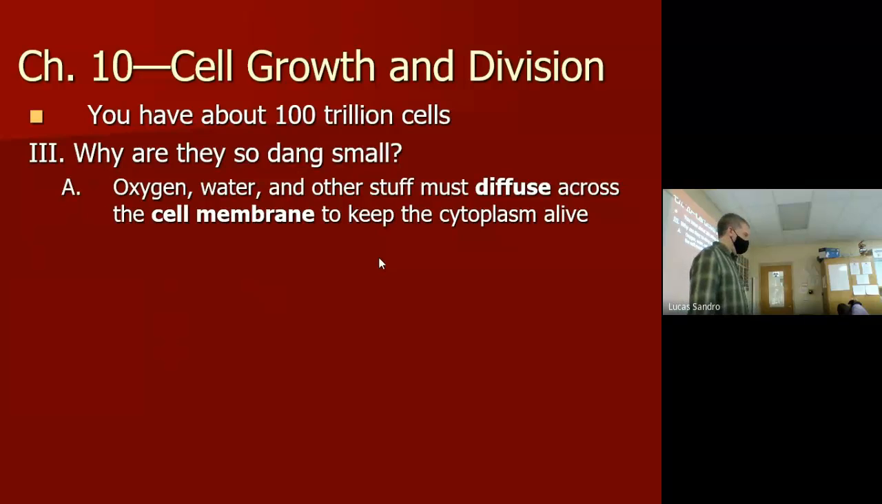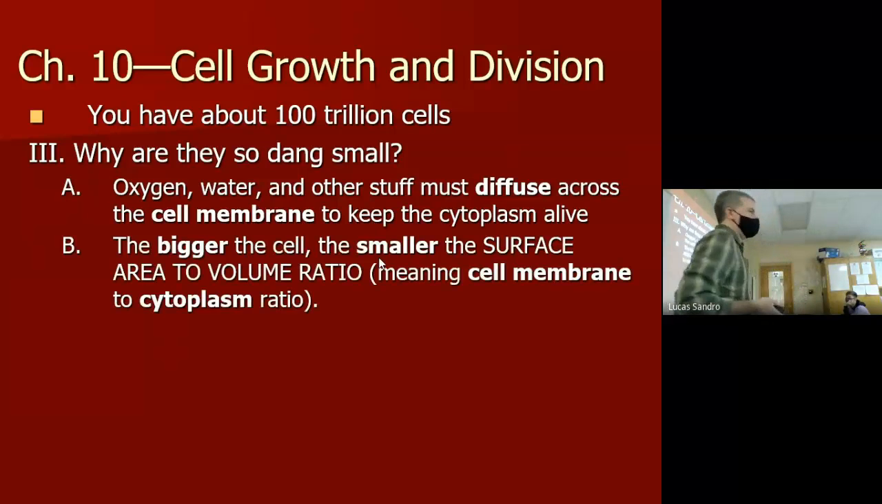And it turns out that the cell membrane is key to letting that happen, right? Because the cell membrane is permeable. Stuff can diffuse across it. So ideally what we want is as much surface area, as much cell membrane in relation to how much cytoplasm there is as possible to get enough stuff diffusing in and out to keep the cell alive. Well, as a cell gets bigger, we just proved mathematically that its surface area to volume ratio gets smaller. That's what you just proved.